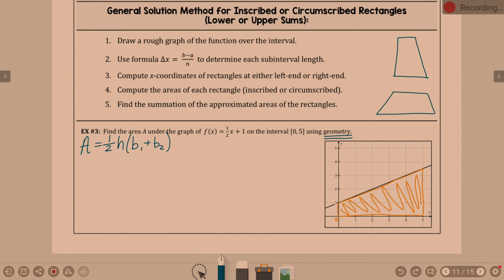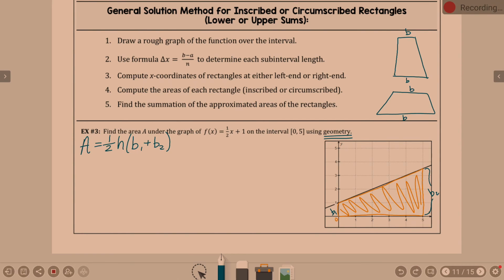What are my bases? 5 and what other side? Well, your base is 1, and then it's going to be f of 5 for your other base. Okay, so remember, bases are the two parallel sides, right? So where are my bases? I have base 1 down here and base 2 here. So bases on a trapezoid are always your parallel sides.